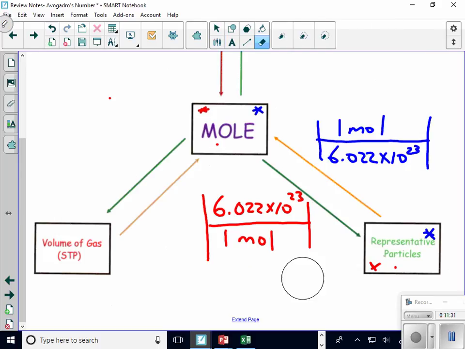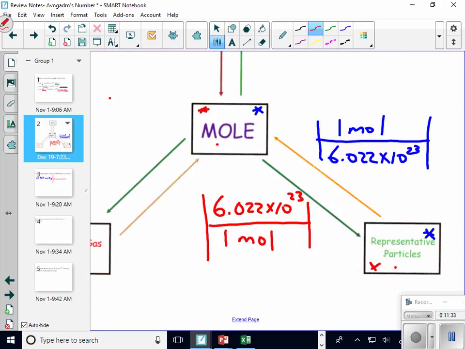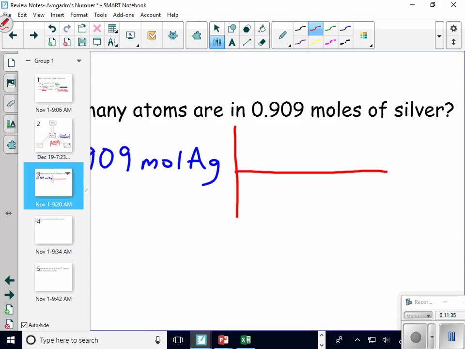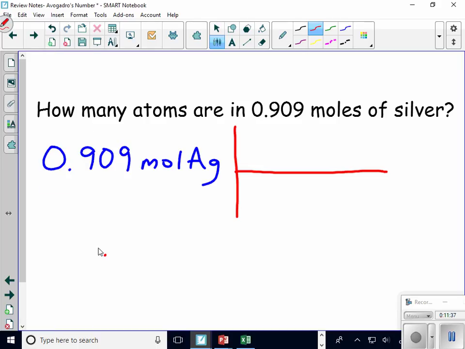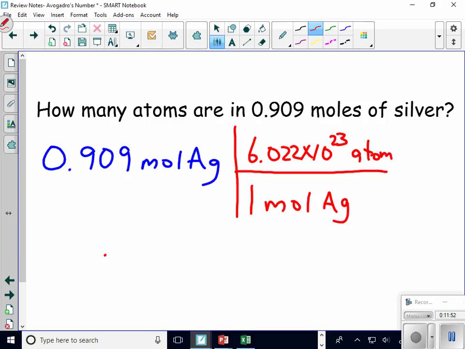So, I come back to my problem. Here we go. So I have 1 mole of silver has Avogadro's number. My label is atoms of silver. When I do so, I bring her down here.